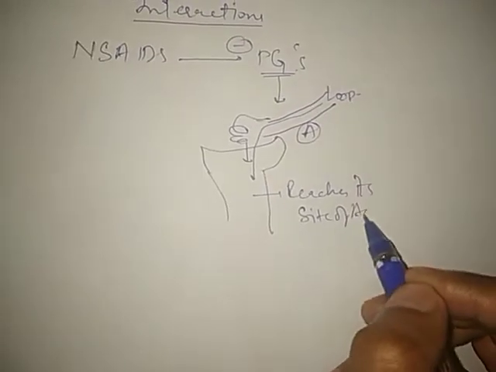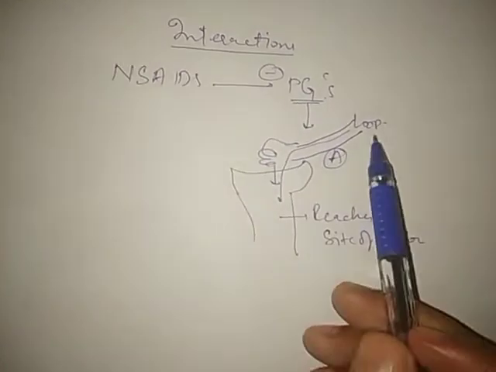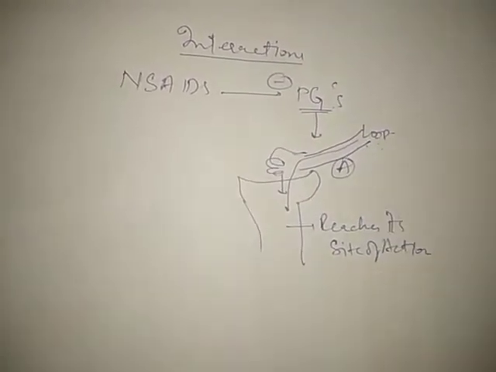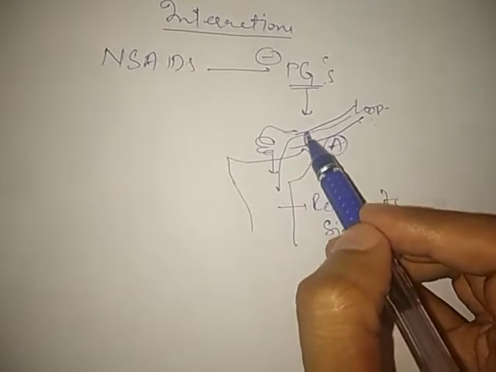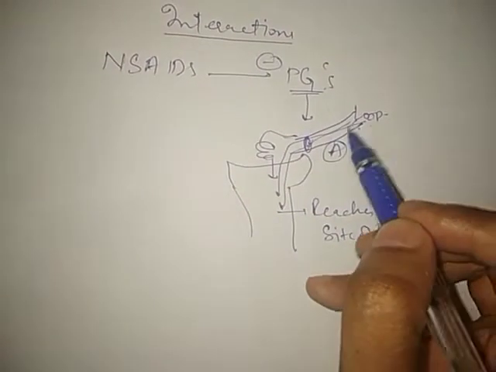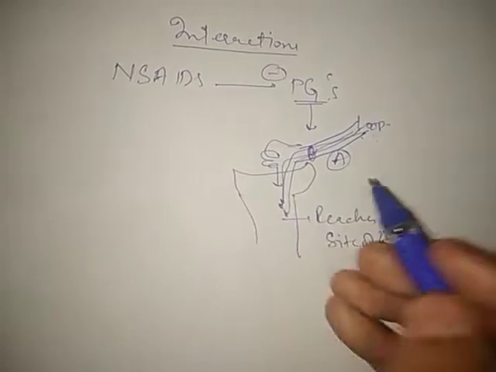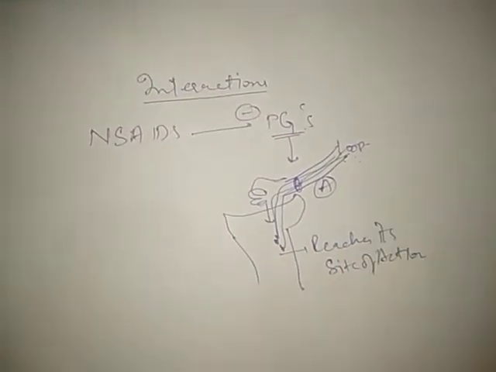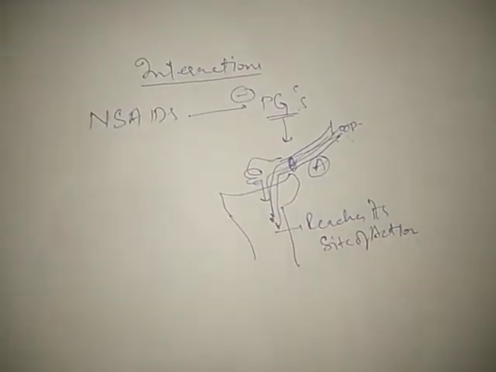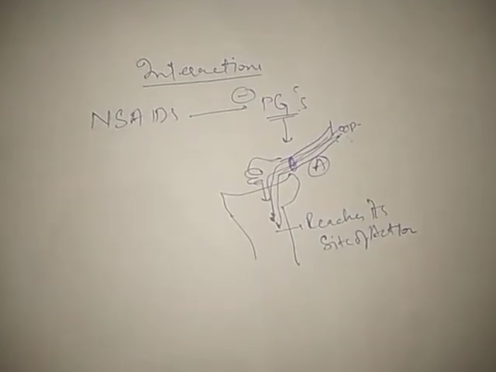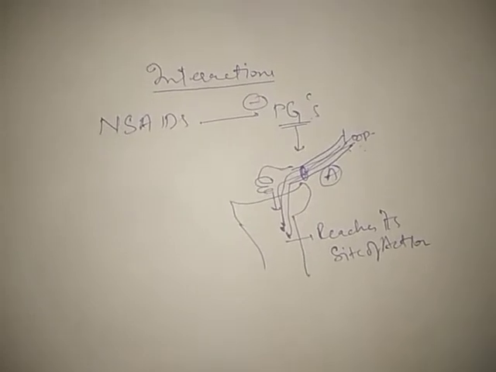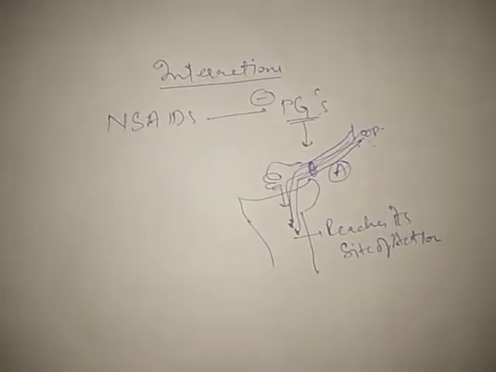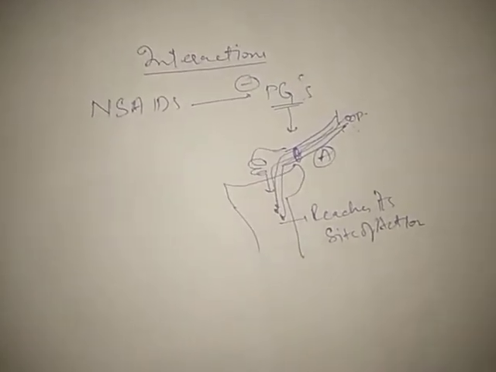So if you are giving NSAIDs and diuretics like loop diuretics and thiazide diuretics, the prostaglandin gets blocked and there will be vasoconstriction, and these drugs can't reach their site of action. So their actions will be attenuated. There will be less effect of these drugs. So be careful while prescribing drugs like Voveran, which is an NSAID, and paracetamol. They may reduce the effect of the diuretics.